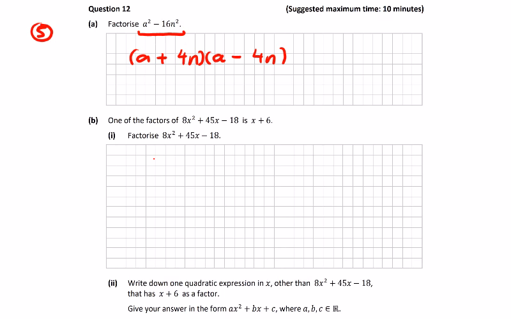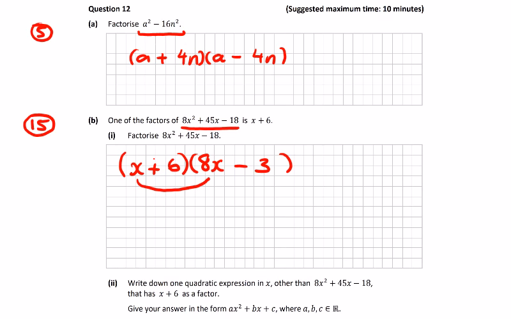There were 5 for A. There were 15 for B. So mastering quadratics is the key. One of the factors of 8x squared plus 45x minus 18 is x plus 6. So we've done loads of these in class. X plus 6 by something gives what's above. Has to be 8x to give the 8x squared. It has to be minus 3 to give the minus 18. And then we just multiply it out to check.